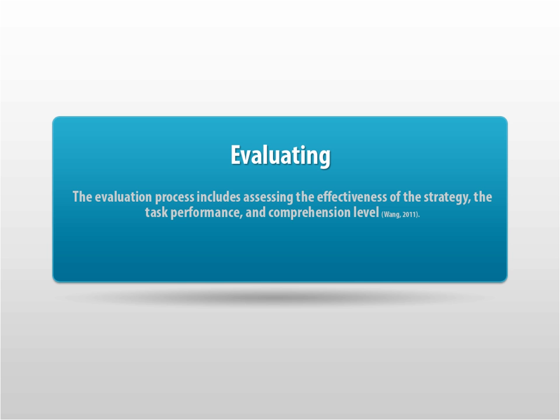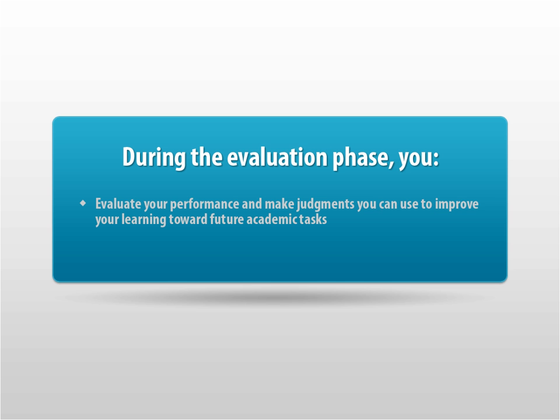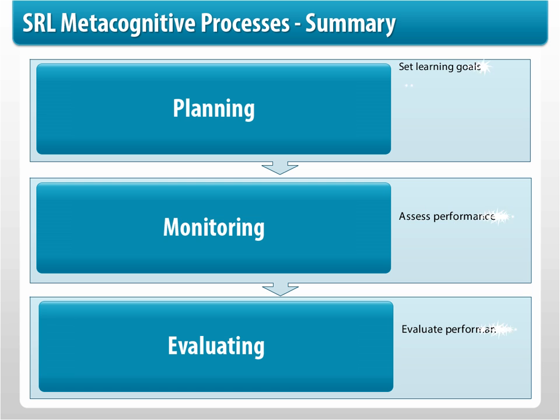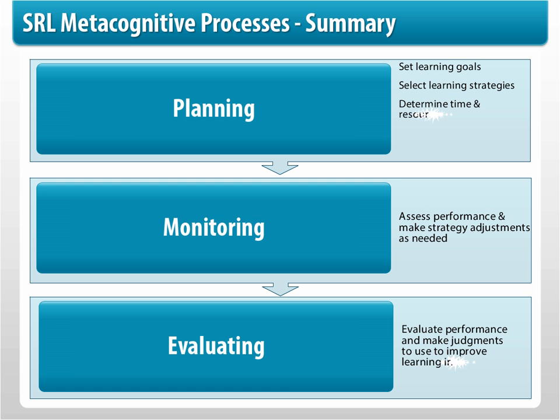Evaluating. The evaluation process includes assessing the effectiveness of the strategy, the task performance, and comprehension level. During the evaluation phase, you evaluate your performance and make judgments you can use to improve your learning toward future academic tasks. Planning, monitoring, and evaluating.